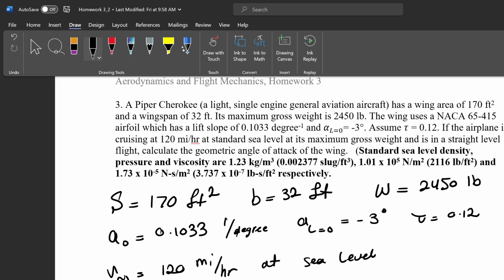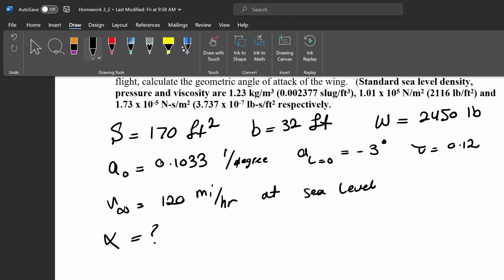At its maximum gross weight, and is in a straight level flight. Calculate the geometric angle of attack of the wing. So alpha is the question, the final geometric angle of attack. What is the first thing we need to find?